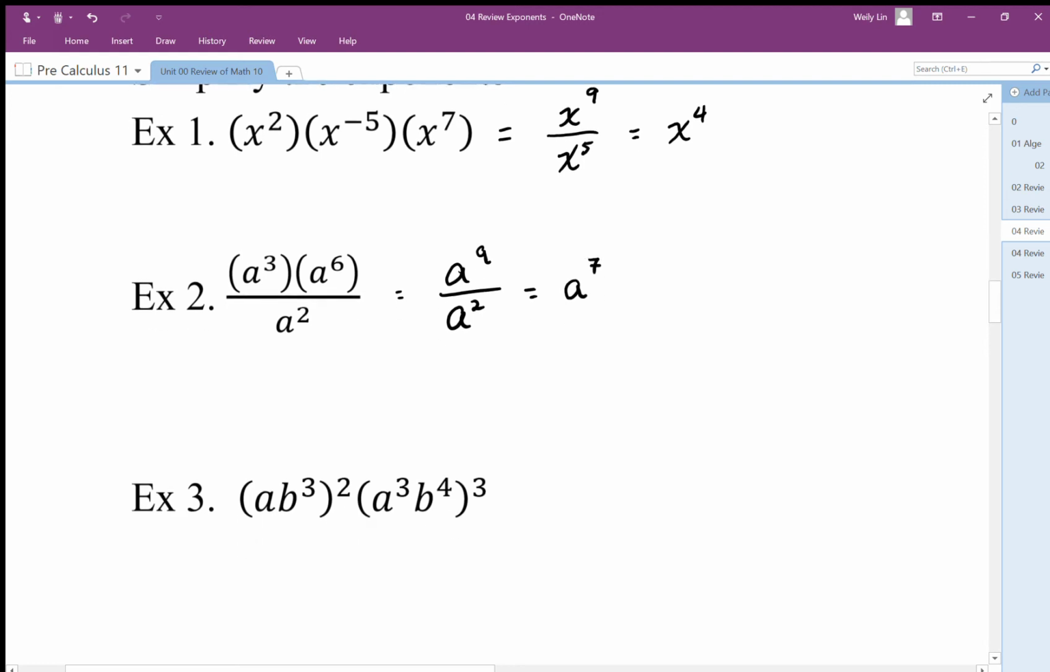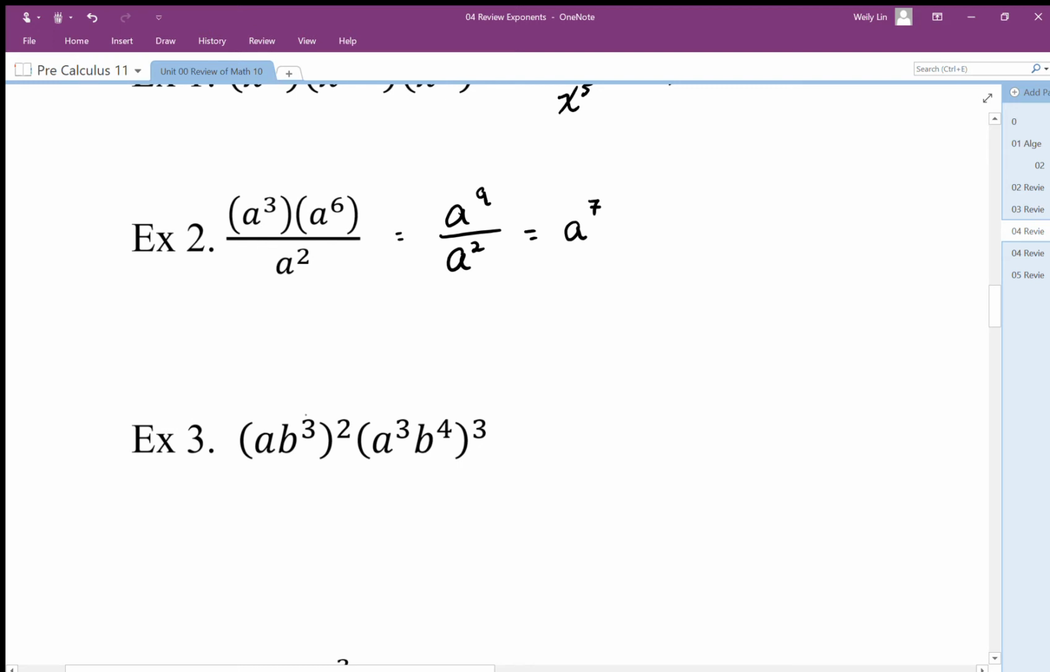Here, we've got lots of stuff going on. So I don't really know how to deal with this, other than if I'm ever stuck, I can always just expand. Okay, so I have a b cubed twice. That's going to mean I have a cubed b to the 4 three times. So that's my multiplier, a cubed b to the 4. I have that 3 times.